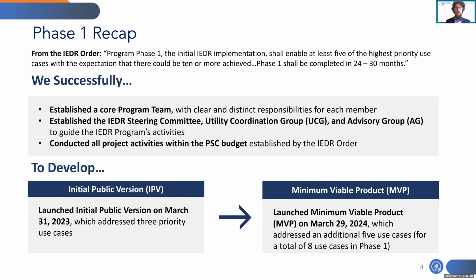We conducted all program activities in phase one within the Public Service Commission's budget, and successfully secured funding for phase two of the IEDR to support continued development over the next several years. Through our team's collaboration, we launched the initial public version of the IEDR platform on March 31st of 2023, which included 3 high priority use cases. And we had our second major release on March 29th of this year, our minimum viable product, or MVP, which launched an additional 5 use cases for a total of 8 use cases deployed in phase one.